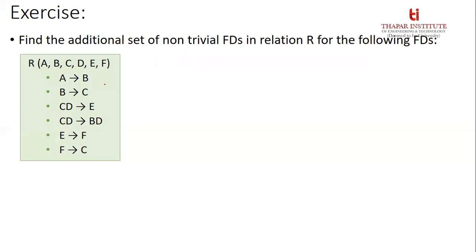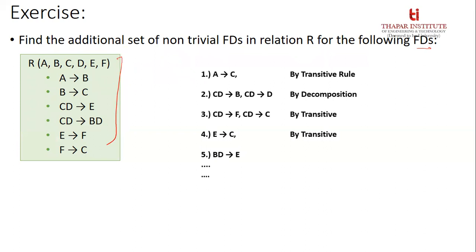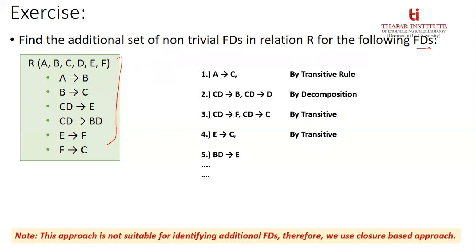Okay, next, write: find the additional set of non-trivial FDs in a relation R for the following FDs. Can you identify? Yes, you can do it, but identifying the non-trivial dependencies using the transitive rule, decomposition, or by applying this set, this approach may not be efficient or suitable for identifying additional FDs. Sometimes you may not be able to identify what dependency may be preserved. So the exact approach we can use for that is the closure based approach.